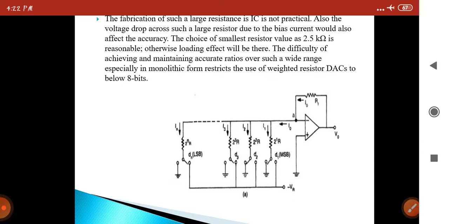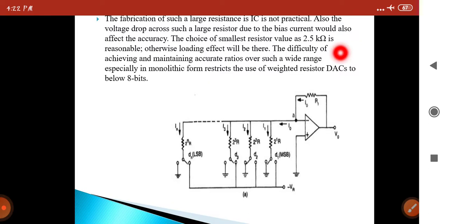The fabrication of such large resistances in an IC is not practical. The voltage drop across a large resistor to bias the current would also affect the accuracy. Choosing the smallest resistor value of 2.5 kilo ohm is reasonable. Otherwise, the loading effect makes it difficult to maintain accuracy.